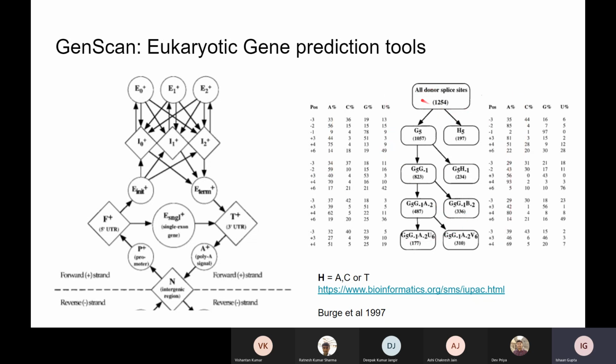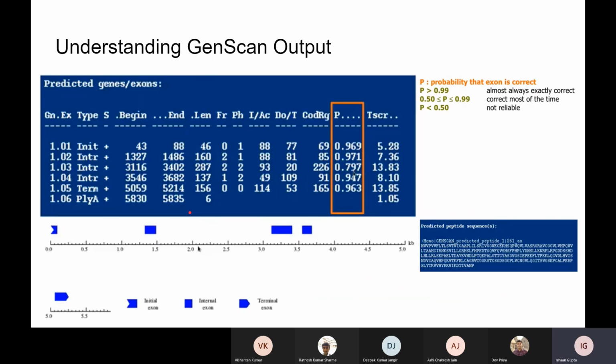So basically, the donor splice sites have a specific Markov model behind them. Similarly, you will have another Markov model which would be based for a prediction of your codon biases, and so forth. All right, and this is what output looks like from a GeneScan.